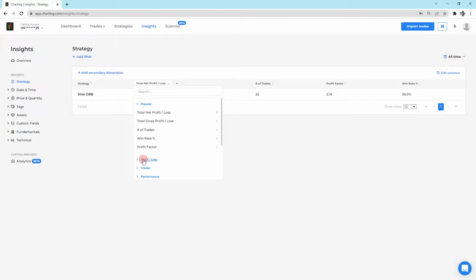For example, let's say we don't want to see our total net profit loss, but our average net profit loss. We go here, choose average net profit loss per trade, and then it's going to tell you that in this sample set, you made $39.45 on every trade that you took on average for the 1 minute opening range break.